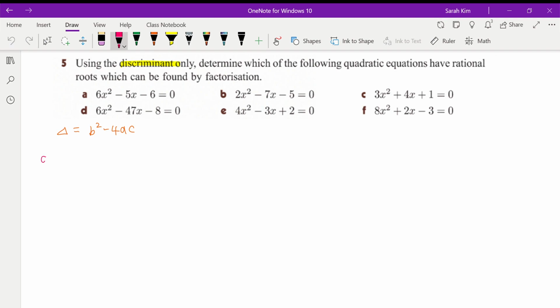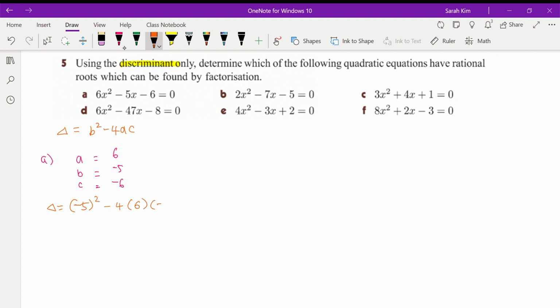So, with part a, I have to identify my a, b, and c. So that's 6, minus 5, minus 6. And then all I have to do is substitute them in. So for this one, my discriminant is b squared minus 4ac. I'm just going to put the numbers straight away. So minus 5, make sure you have a bracket, squared.